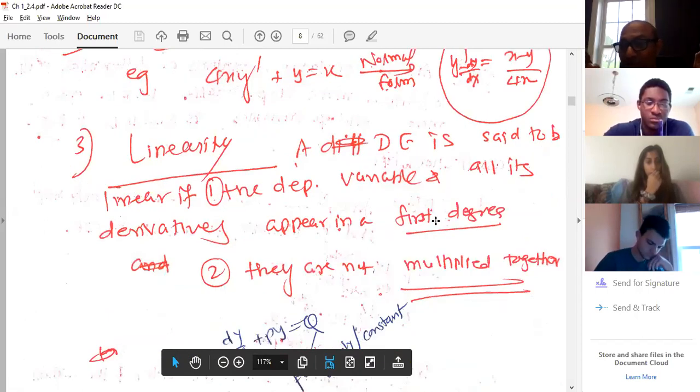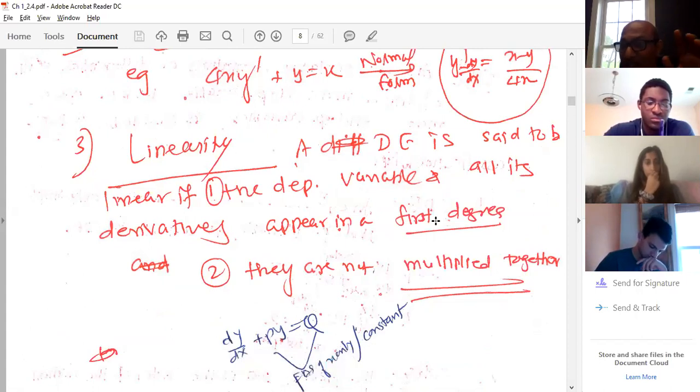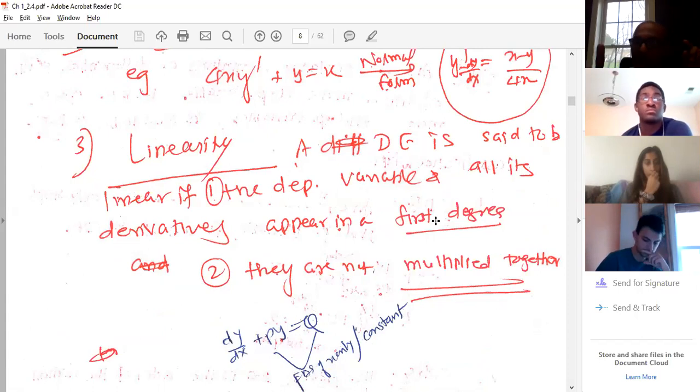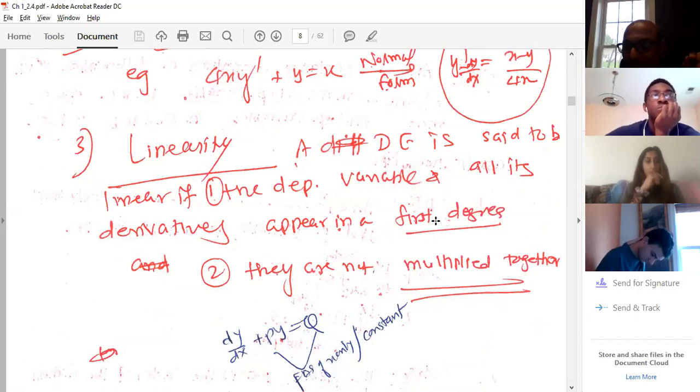Means you cannot find y dash, y double dash, y triple dash, whole to the power 1. It has to be whole to the power just 1. It should not be 2, 3, 4. No, just 1 for the linearity. So whenever in your equation y appears or y dash appears or y double dash, y triple dash, whatever is dependent variable and its derivative appear, their power must be just 1.